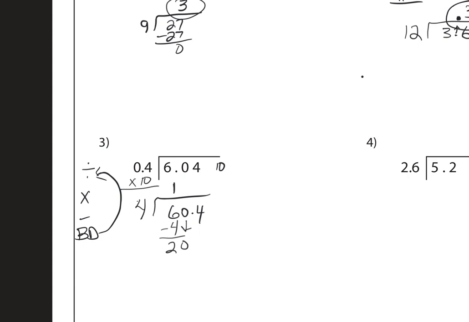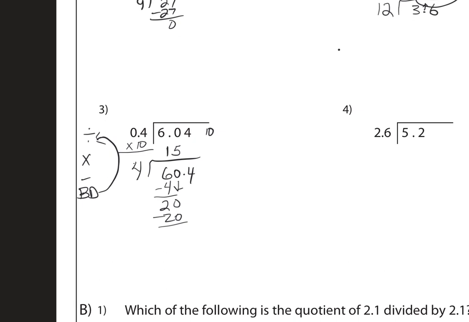20 divided into groups of 4. There will be 5 in each group. 5 times 4 is 20. Subtract. You get 0. Bring down. And I'm going to divide 4 into 4 groups, and that will go 1 time. 1 times 4 is 4.